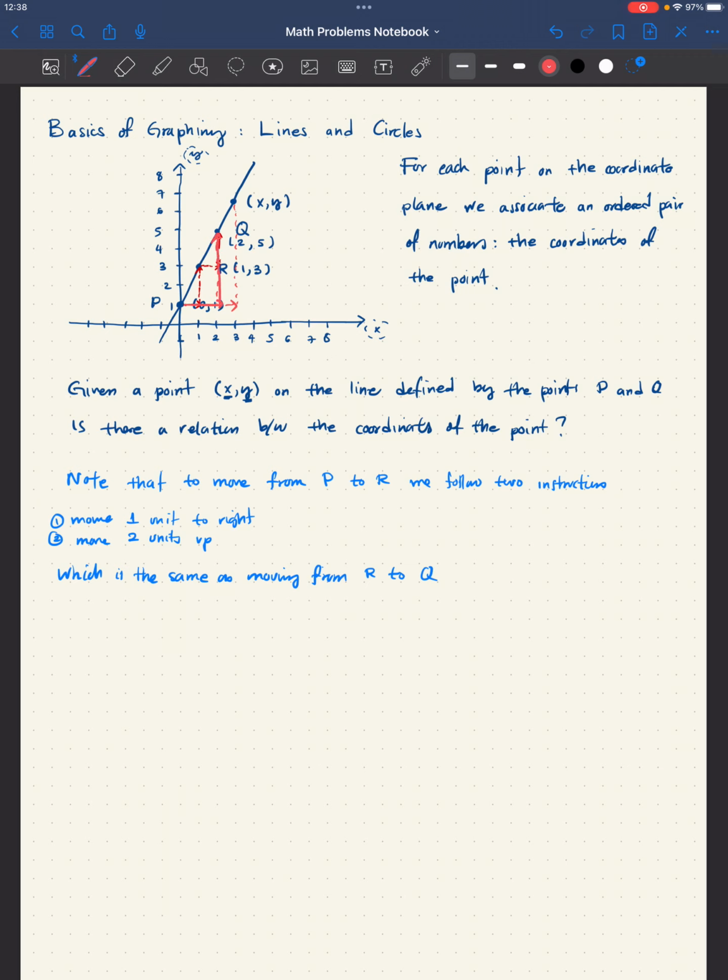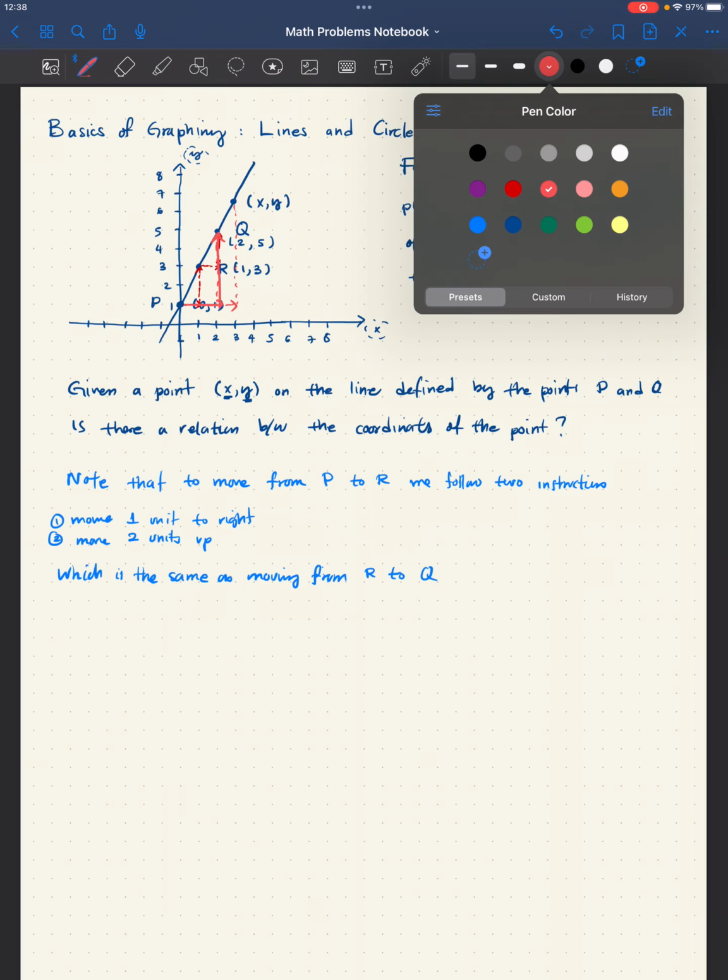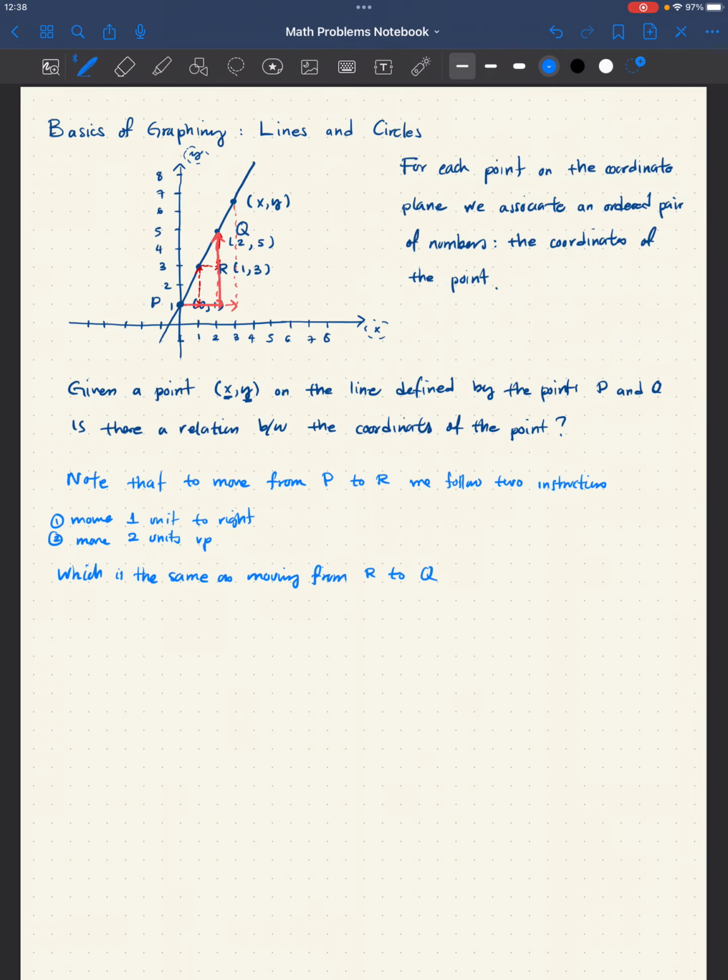But then let's see what happens when we codify those instructions in words. We see that to move from P to Q, we can first move 2 units right, and second, we can move 4 units up.